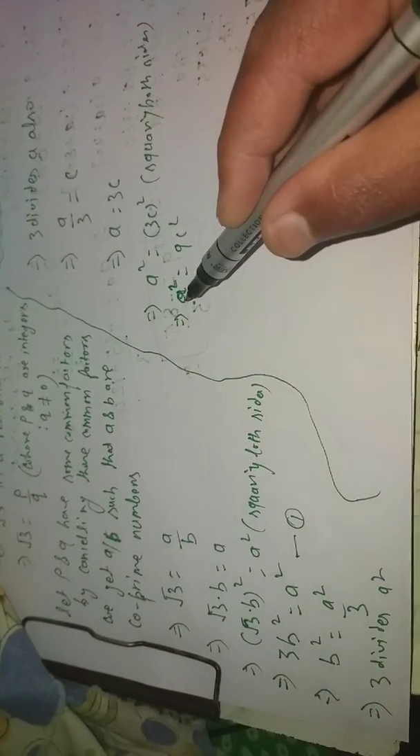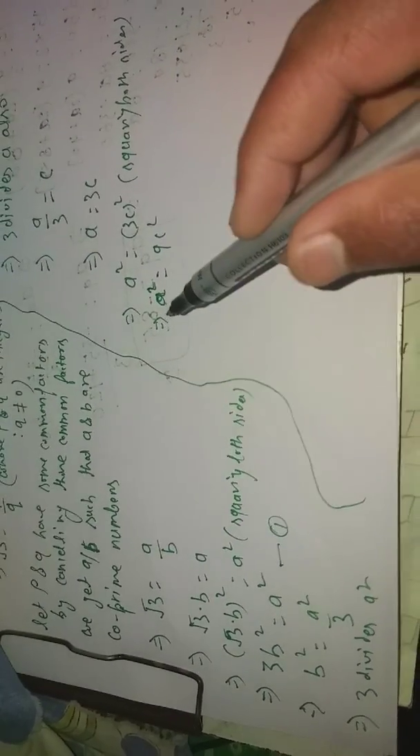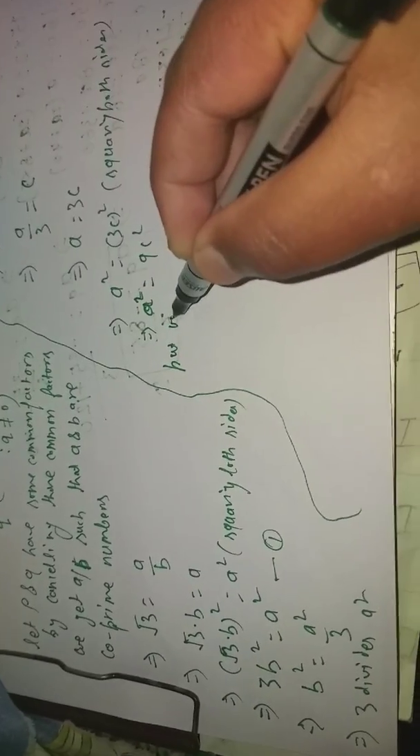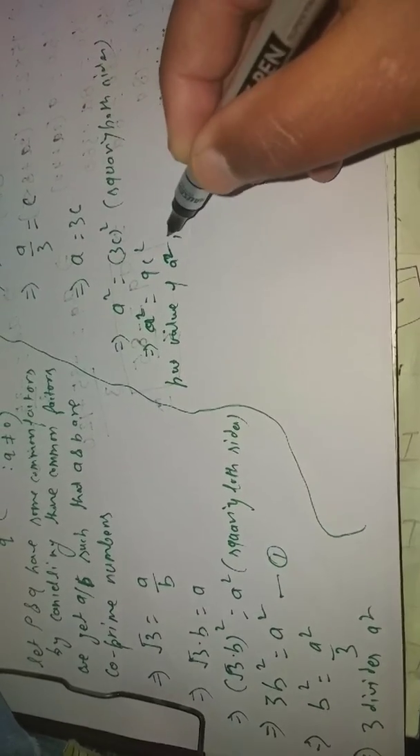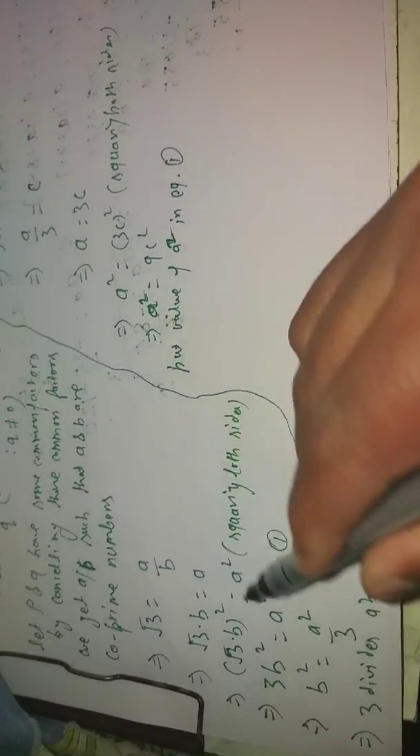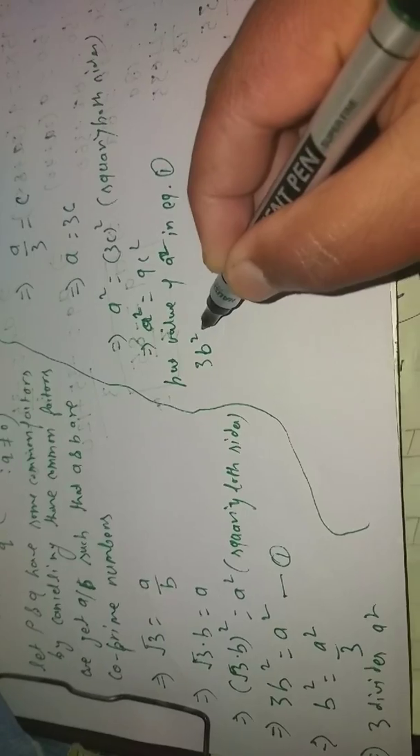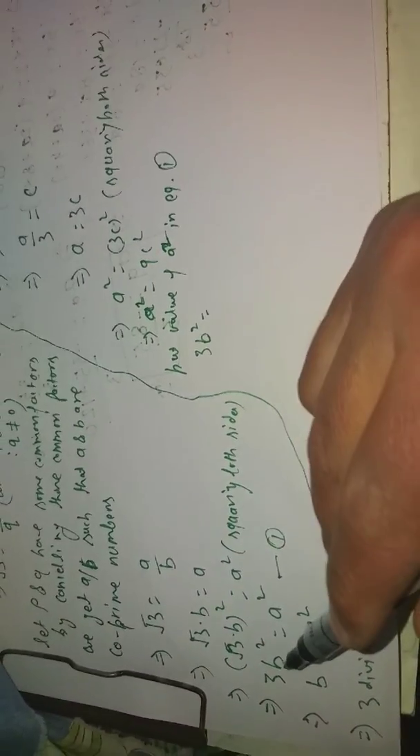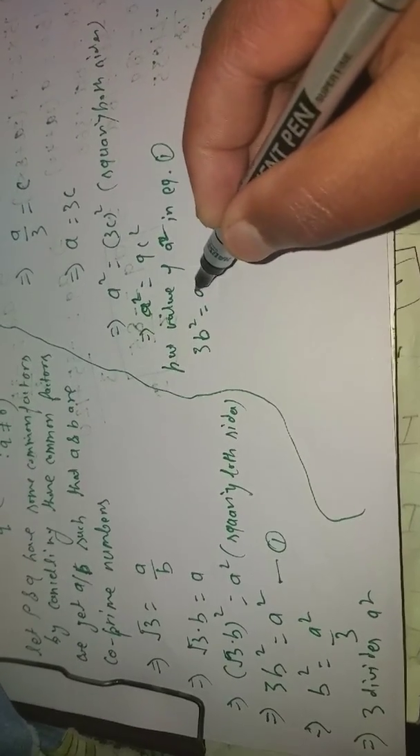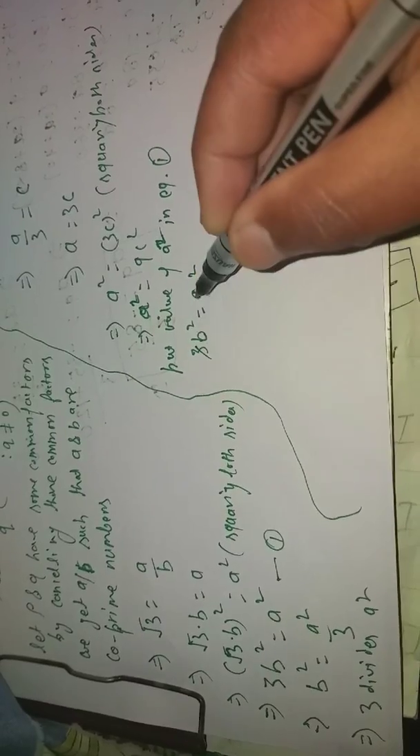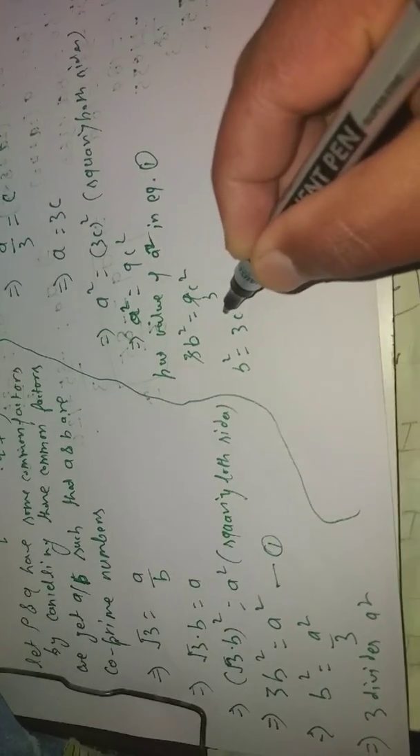So now put this value of a square in equation number 1. Here I am putting the value. Put the value of a square in equation number 1. So what am I getting? Just look at 3b square. 3b square will be equal to a square, so in place of a square, what will you write there? 9c square. So this 3 will cancel 9 three times. So it implies b square is equal to 3c square.